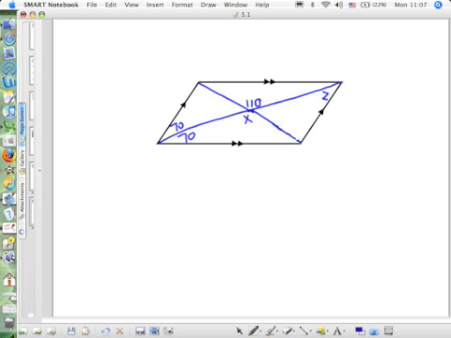First off, parallelogram. A parallelogram is supposed to be slanted around. Okay, here we go. X, as Scott said, is equal to 110 because vertical angles are congruent.